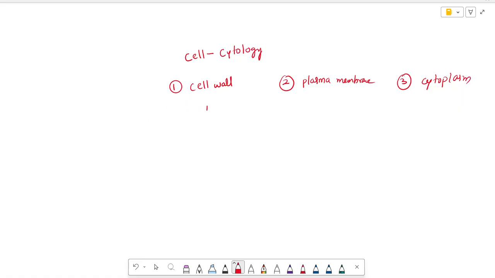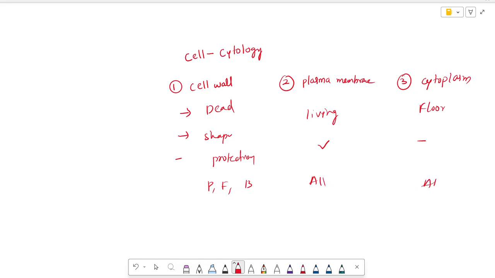It is a dead layer, it is a living layer, and it is the floor for the rest. Now it gives shape. Even this gives shape, and this gives a position for the remaining cell organelles and gives protection to the cell. The cell wall is present in plants, fungi, and bacteria, but the plasma membrane is present in all. So we learned these three cell organelles today. I hope you have understood this topic, and we will continue next.